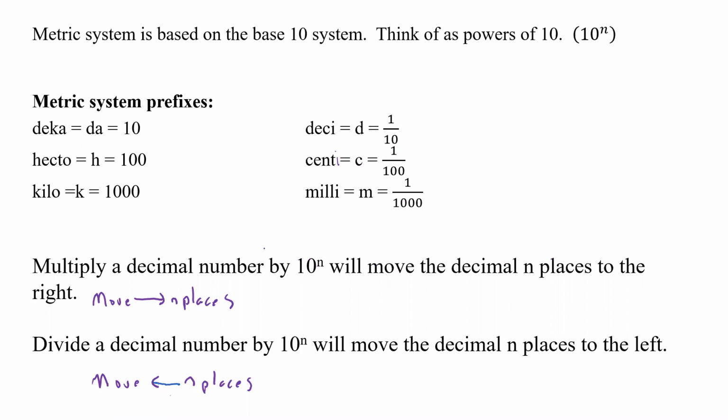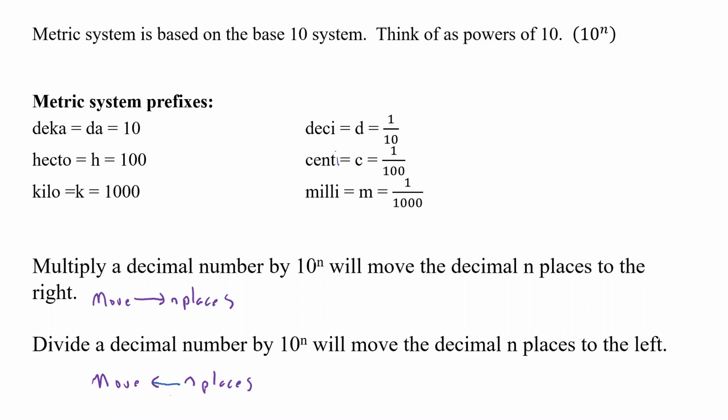Now, if we multiply a decimal by a number 10 to the n, that's going to move the decimal n places to the right. So if we're multiplying by 10 to the fourth, we're going to move it 4 places to the right. Now, if we divide a decimal by a power 10 to the n, that's going to move the decimal n places to the left. So if we're dividing by 10 to the third, we're going to move it 3 spots to the left. And so that's how it's going to work.